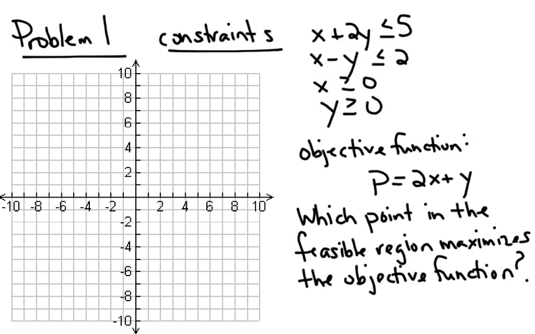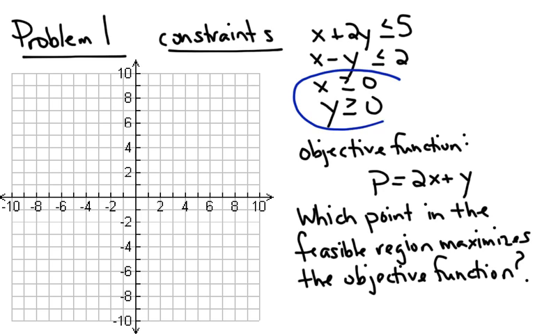In problem 1, we're going to graph these 4 inequalities. They're the constraints: x plus 2y less than or equal to 5, x minus y less than or equal to 2, x is greater than or equal to 0, and y is greater than or equal to 0. Then we're going to find the vertices of our feasible region. Once we find our shaded region, it'll be a polygon. We want to find the vertices, the corners of that figure. We're going to take those ordered pairs and plug them into the objective function to find out which one maximizes the function. In other words, which one gives me the biggest value.